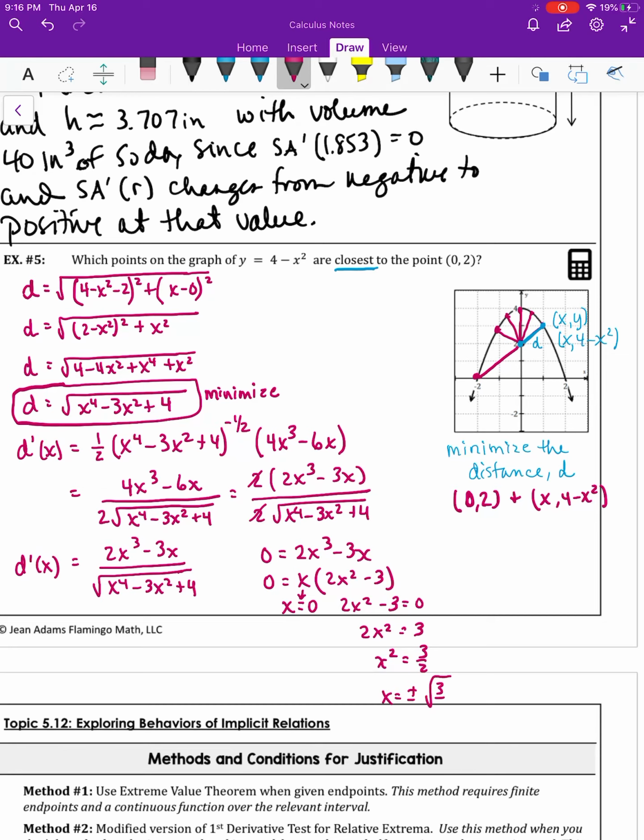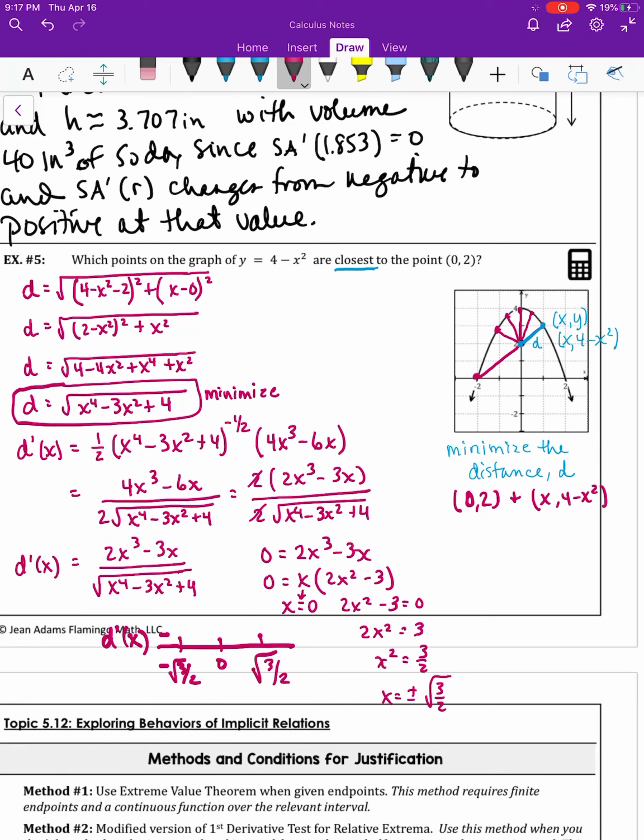So now x equals 0 is one solution. 2x squared minus 3 equals 0. 2x squared equals 3. X squared equals 3/2. X equals plus or minus the square root of 3/2. So you have 3 critical points. You have 0, the negative square root of 3/2, and the positive square root of 3/2.